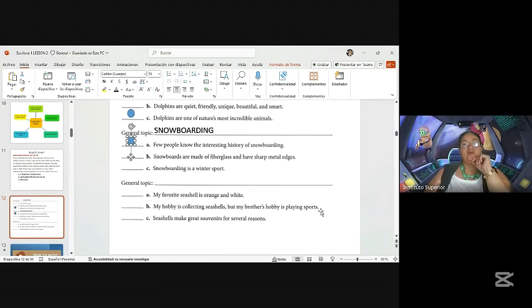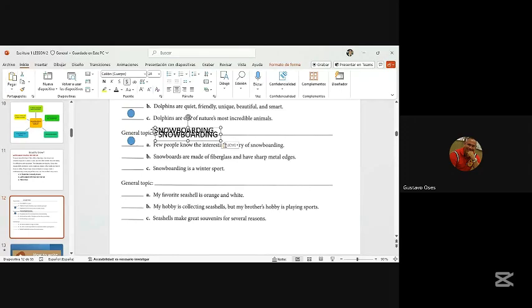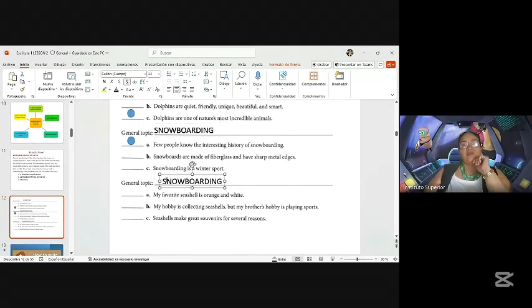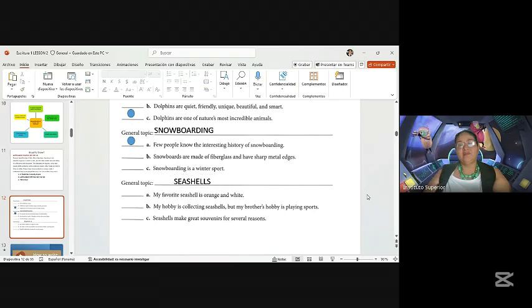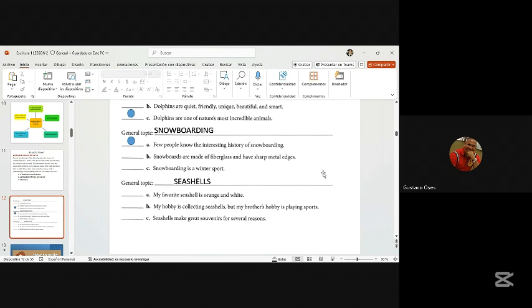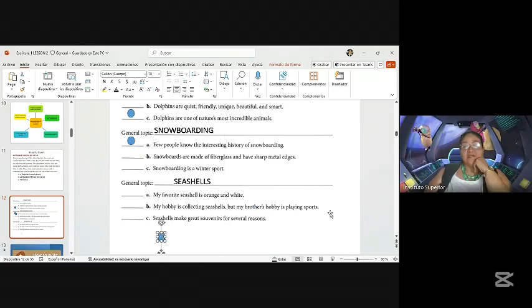Okay. Let's go to number 3. The topic is seashells. Okay, and what is the most appropriate topic sentence? Okay, topic sentence could be my favorite seashells is orange and white. What do you think? No, the B. My hobby is collecting seashells by my brother's house. So, the B. Okay. And what do the other students say?